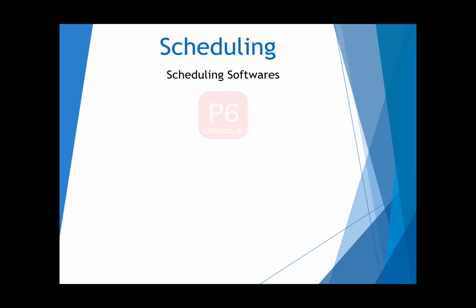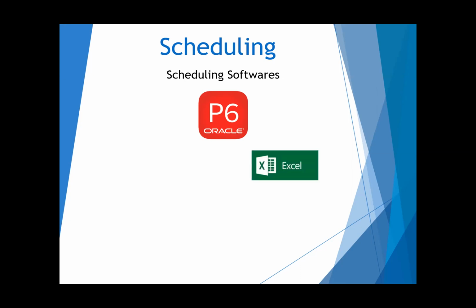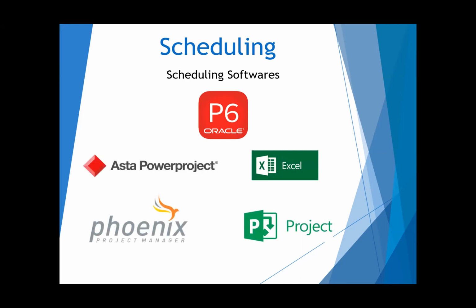Now, for the scheduling software that is available out there, currently we use P6. That's basically the Oracle, no pun intended, of scheduling. Excel can be used for scheduling purposes as well, along with Microsoft Project, Asta Powerproject, and Phoenix Project Manager.